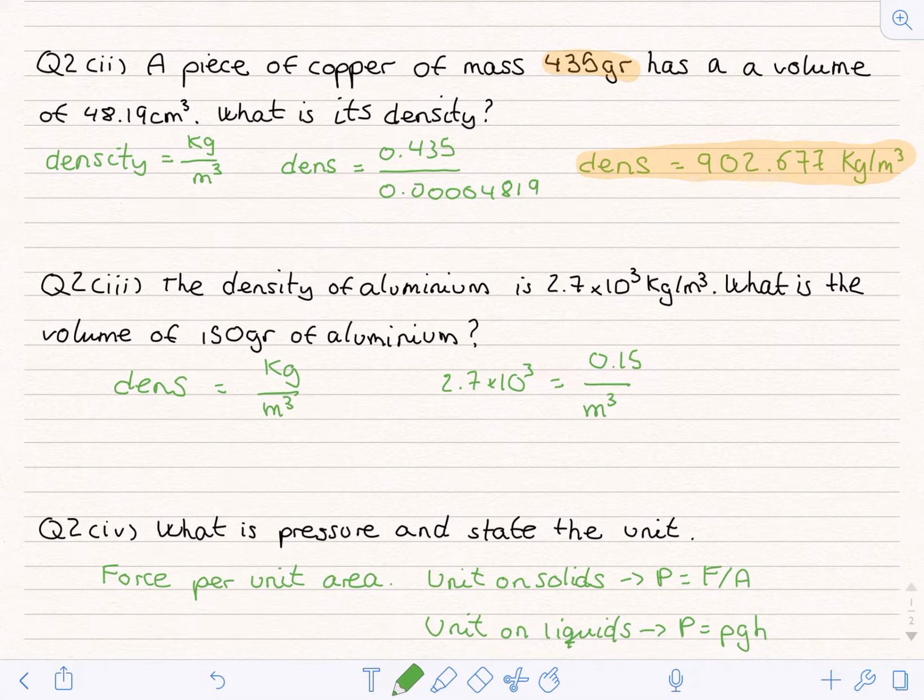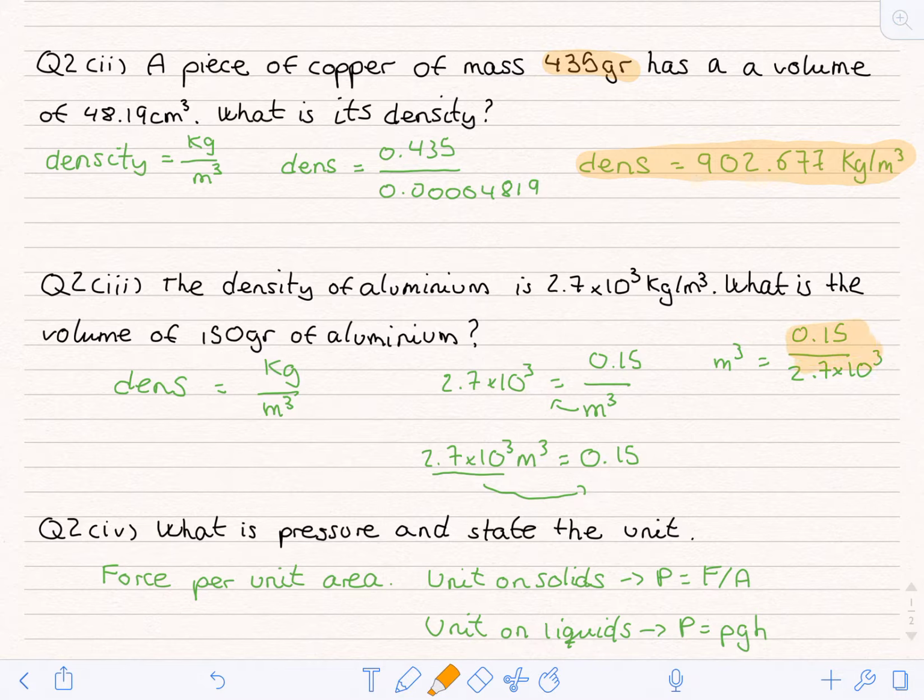Well, first, I like to do this in little steps because it's easier. This one is dividing, so we can move it here, multiplying. So we do 2.7 by 10 to the 3 meters cube is equal to 0.15, and this one here is multiplying the meters, so it comes here dividing. So meter cube is equal to 0.15 divided by 2.7 by 10 to the 3. So that's the answer basically. That would be the volume.